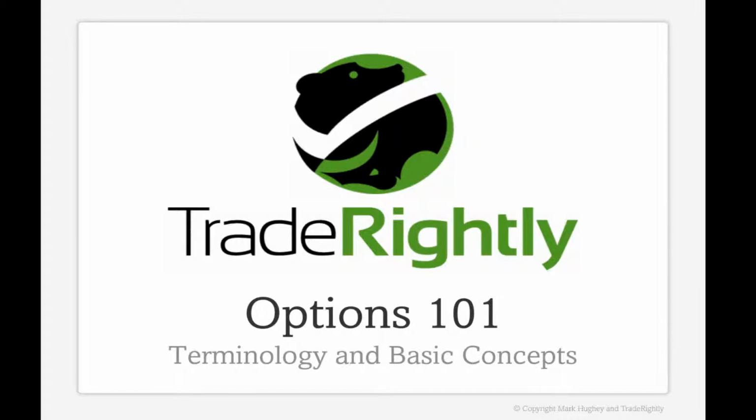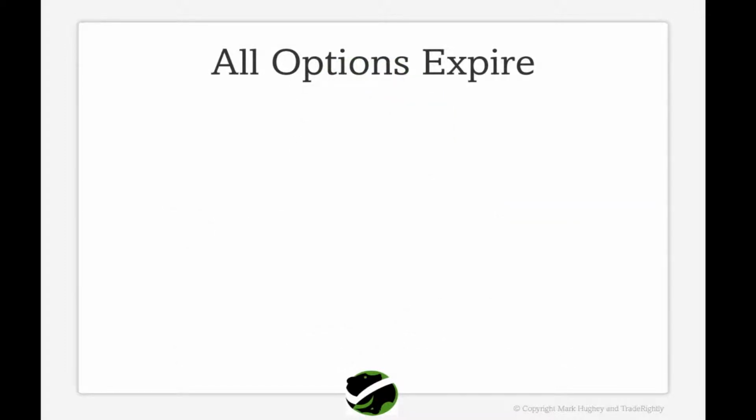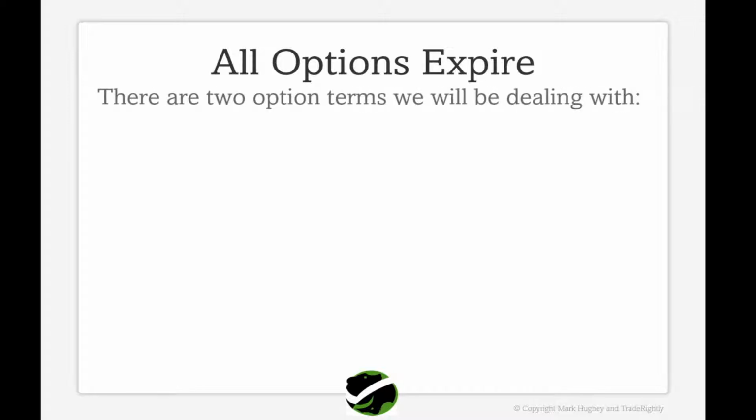This is part 4, and we are going to talk more about options expiration. So we've said a couple of times already in the first 3 parts of this video series that options expire, and there are 2 option terms that we're going to be dealing with in our strategy. And so I wanted to talk about what those 2 terms are and some of their characteristics.